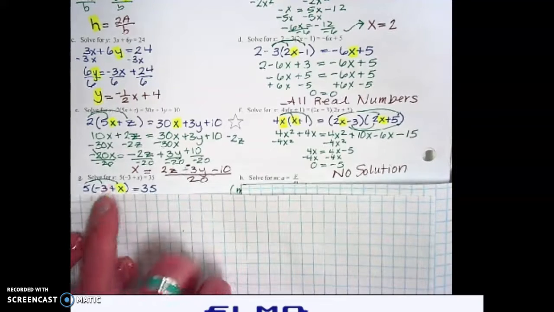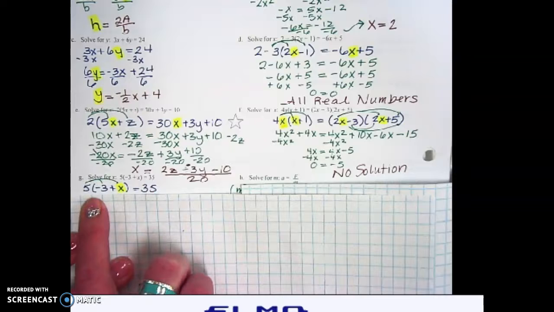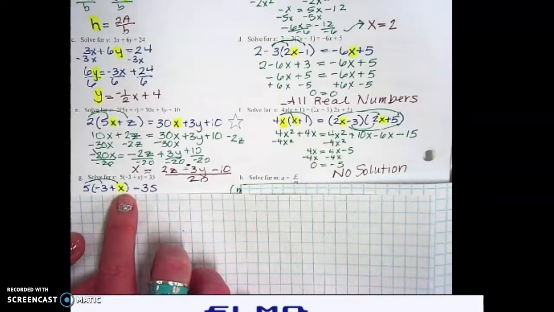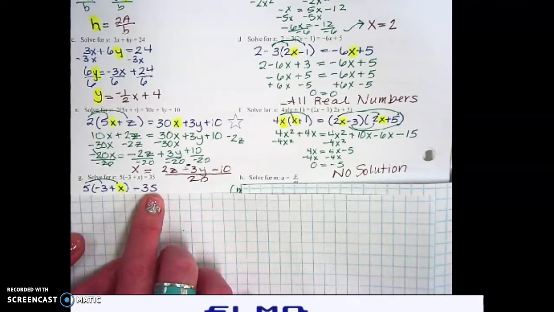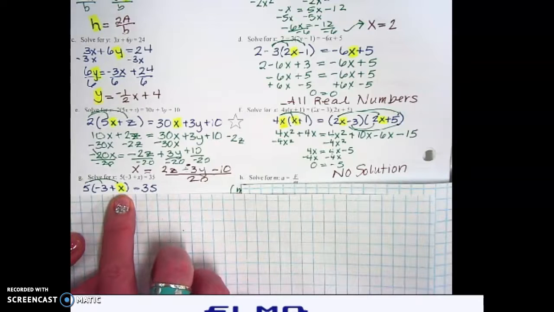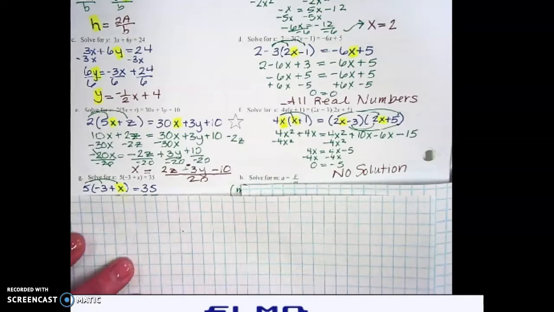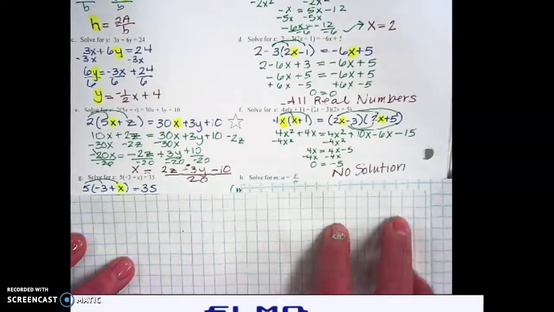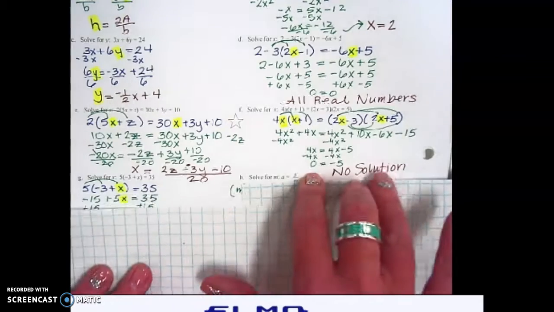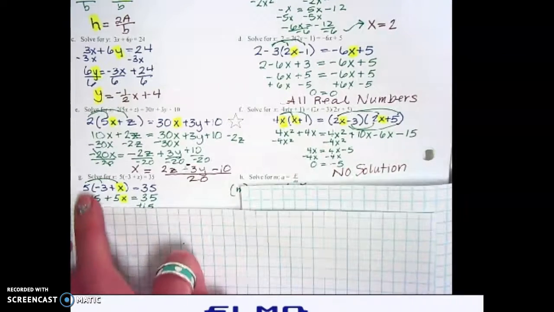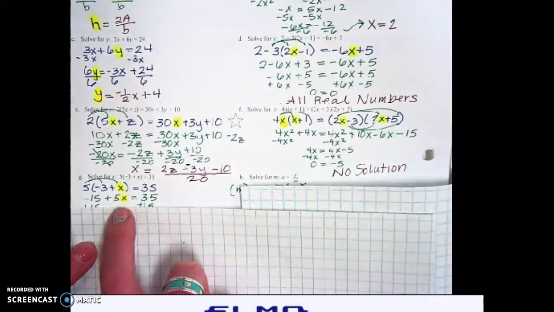All right, for G, they want us to solve for X, but we're going to start by copying down the problem. We've got 5 times the quantity negative 3 plus X equals 35. I highlighted the variable they want me to solve for, but there's a set of parentheses, so I know I need to distribute first. So I draw in my distributing rainbows, and I multiply 5 times negative 3, which is negative 15, and then I multiply 5 times X, which is 5X.